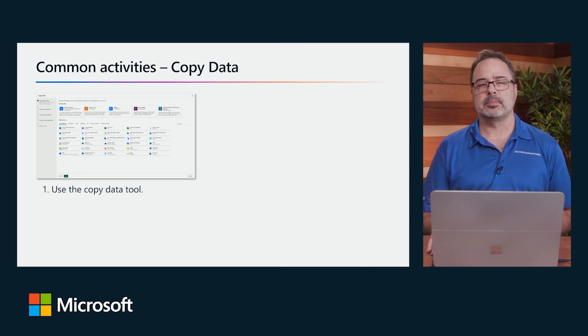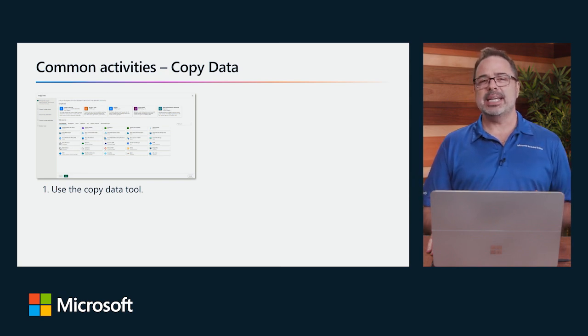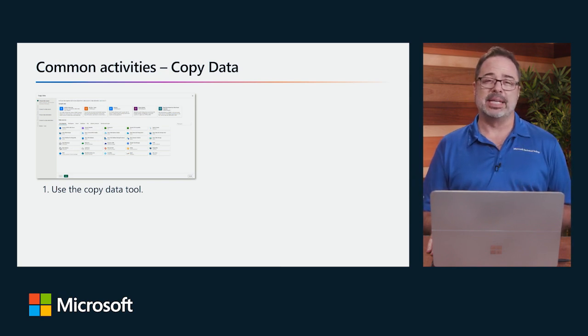The copy data activity is one of the most common uses of a data pipeline. Many pipelines consist of a single copy data activity that is used to ingest data from an external source into a Lakehouse file or table.